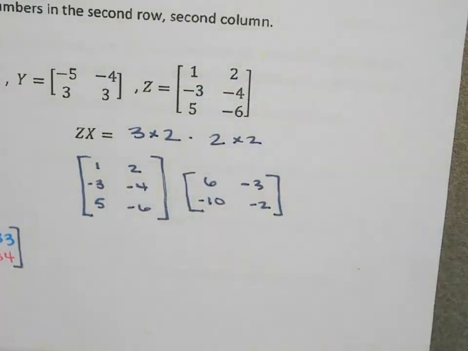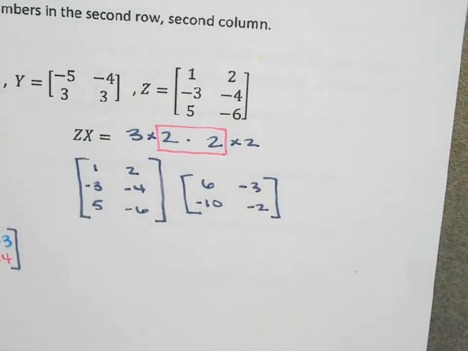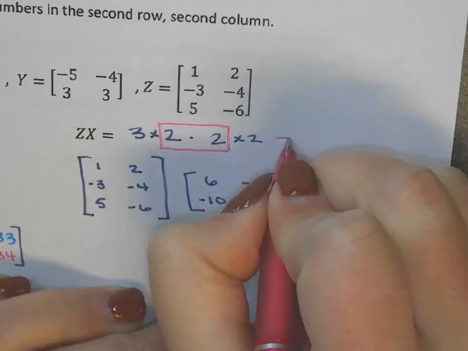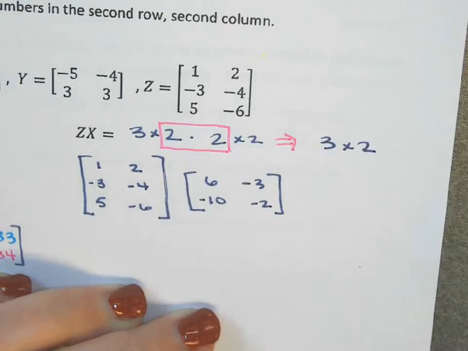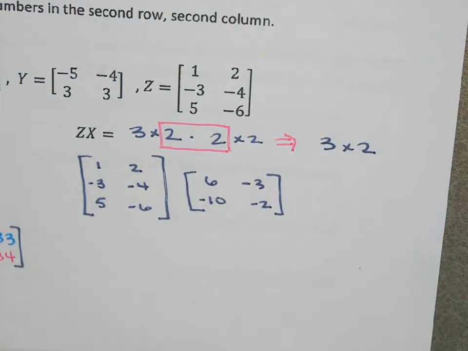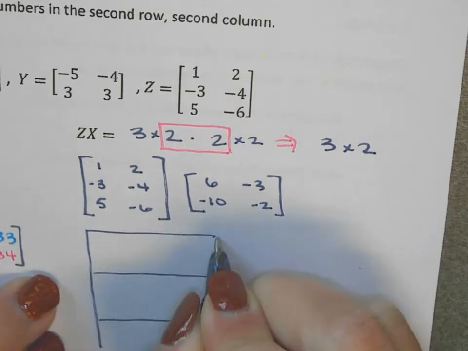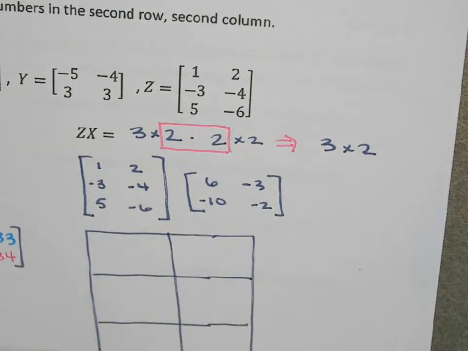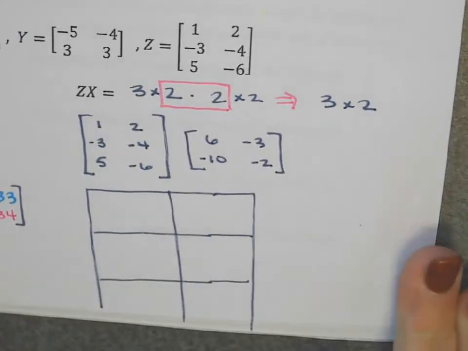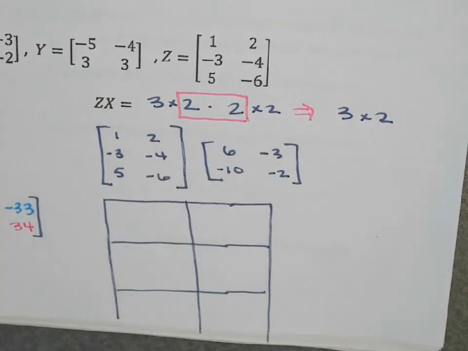So look at those inside numbers. If they match, we can multiply them. Can we multiply them? Yep. What is our answer going to be? What dimensions? A 3 by 2. So that means my workbox here is going to have 3 rows and 2 columns. Again, I'm going to make sure that that's fairly large. I have a 2 on the inside, so when I do my circling, there's going to be 2 elements there.